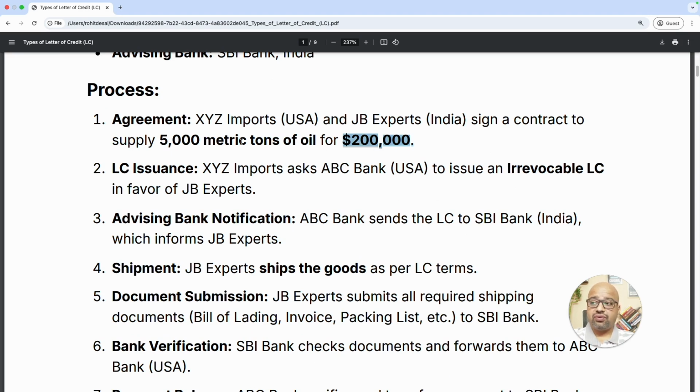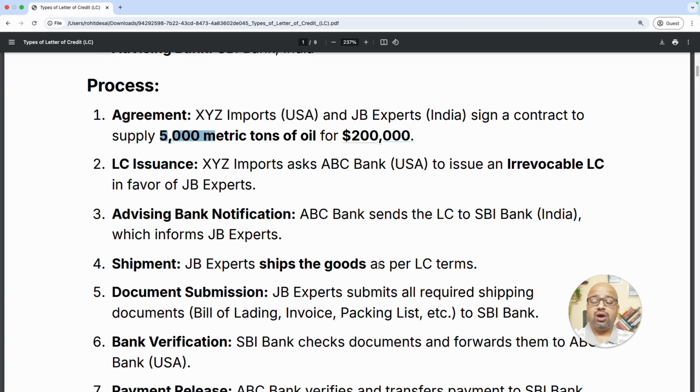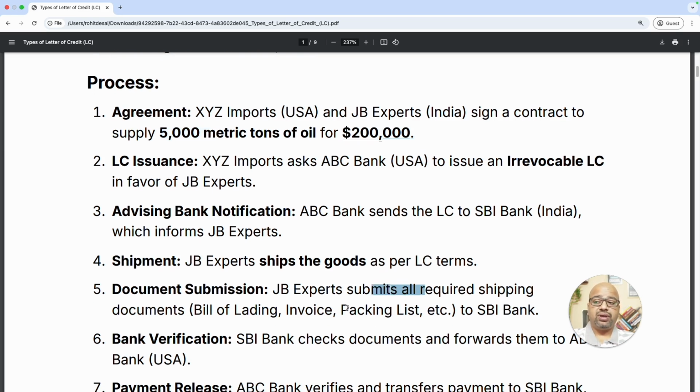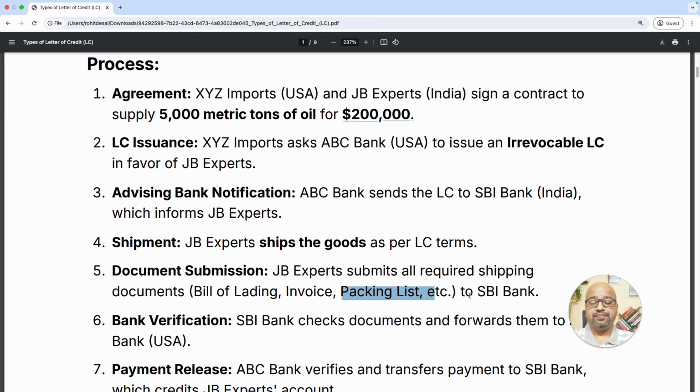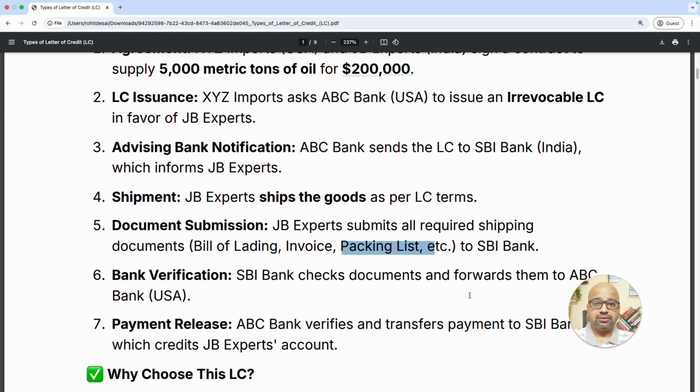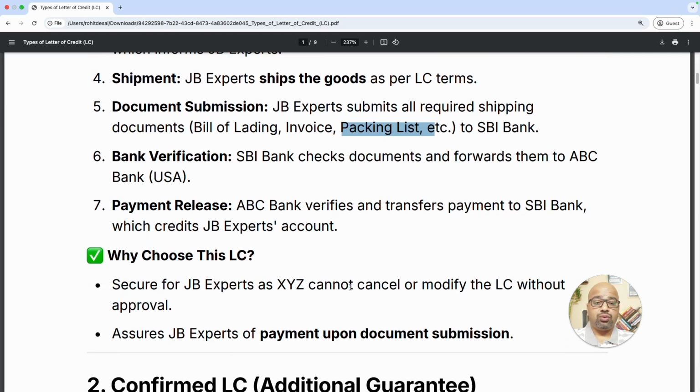Instead of that, he can change the quantity, he can change the company name, he can change the conditions, or he can also add a lot of documents that I cannot procure. So that could be a possibility that the company wants to put me into trouble. In that case, it's better you work only on irrevocable LC. It cannot be cancelled or modified without your information or your consent or approval. So this is the best LC.